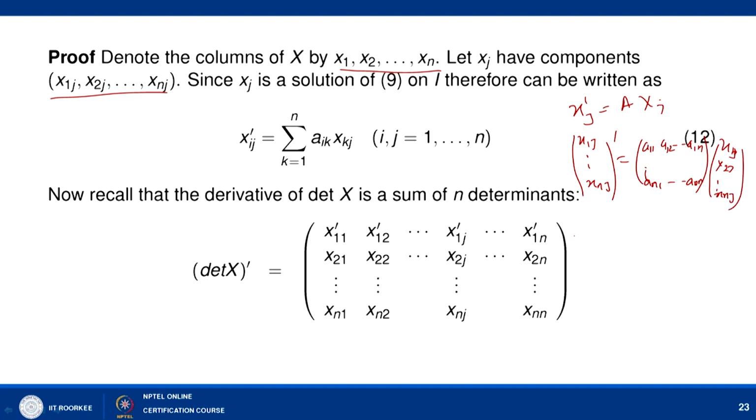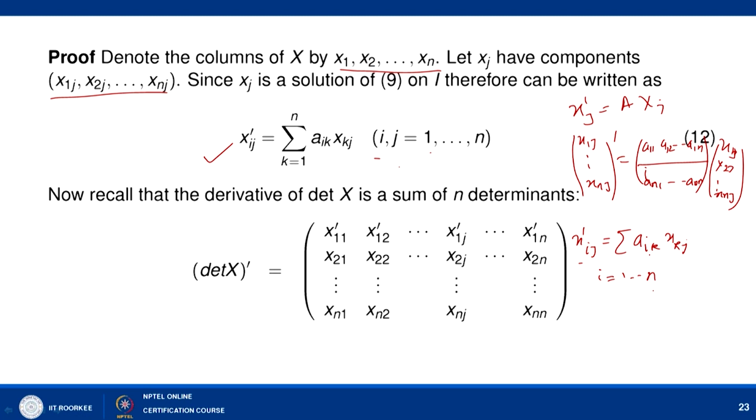So, we can find x dash ij is equal to, now look at the ith row. It is a i k and xkj, right, and that is what is written here: x dash ij equal to summation k equal to 1 to n of aik xkj, where i is running from 1 to n. So, this is true for all i equal to 1 to n, and j is for each solution. So, it means that x dash ij equal to the summation over k from 1 to n of aik xkj is true for all i from 1 to n and for all j from 1 to n.